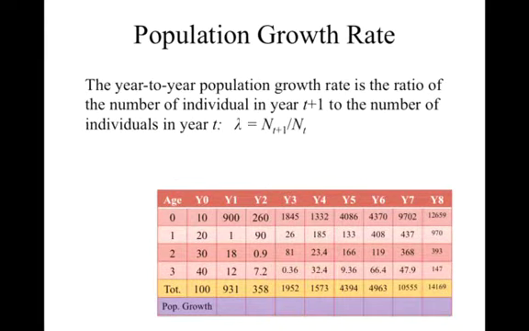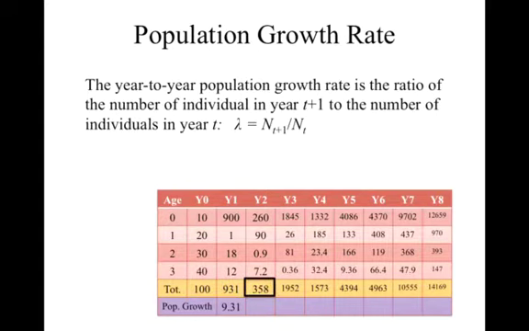All right. So the reason these populations are growing really quickly is because we have what's known as geometric growth. And to understand geometric growth, the first thing we need to do is calculate population growth rate. So the year-to-year population growth rate is the ratio of the number of individuals in year t plus 1 to the number of individuals in year t. And so here, for example, if I look at the number of individuals in year t plus 1, which is year 1, and I look at the number of individuals in year t, which is t equals 0, then that ratio is 9.31.